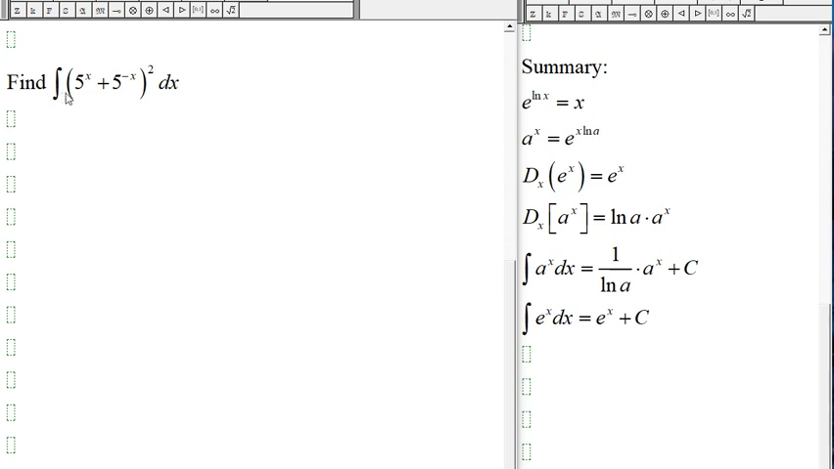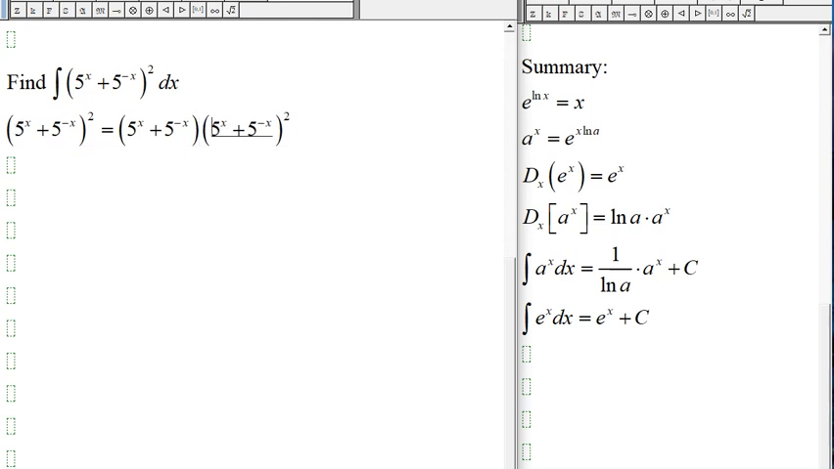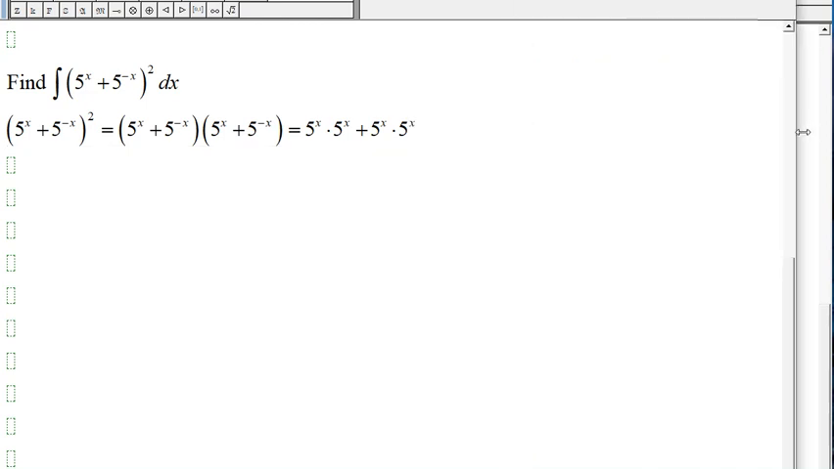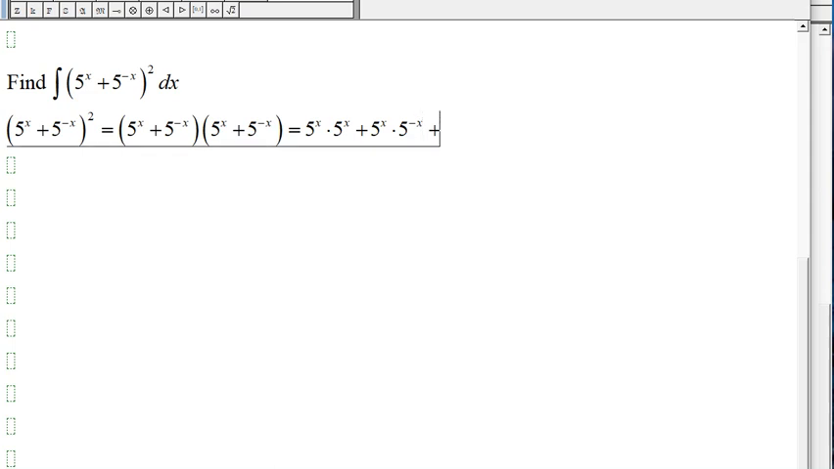And here we want to find the integral of 5 to the x plus 5 to the negative x, squared. And so first, what we can do is go ahead and multiply this out. So it will be 5 to the x times 5 to the x, and then 5 to the x times 5 to the negative x. And then now we have 5 to the negative x times 5 to the x. And then last, we have 5 to the negative x times 5 to the negative x.